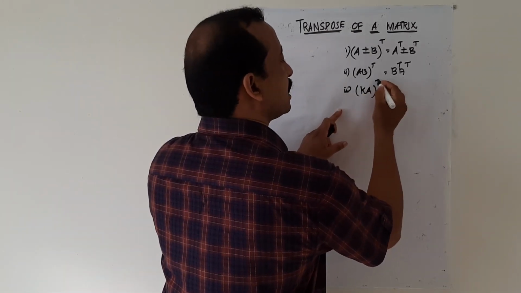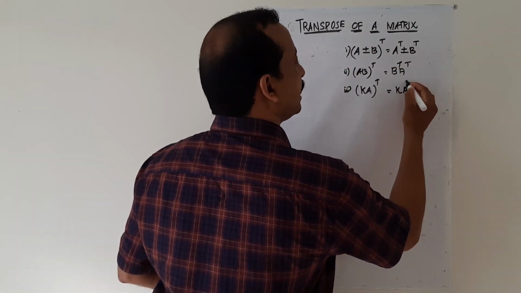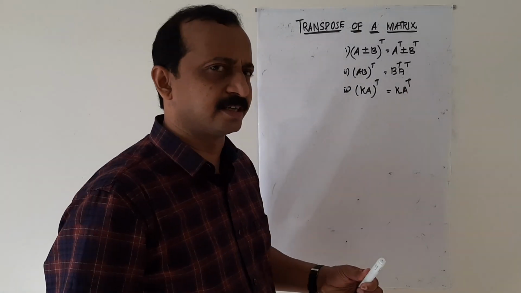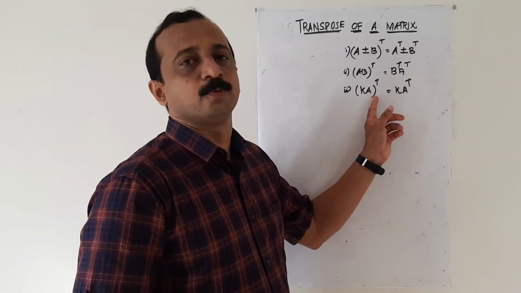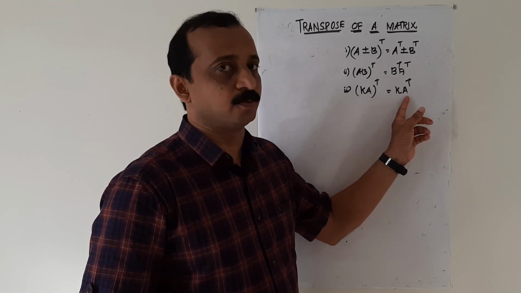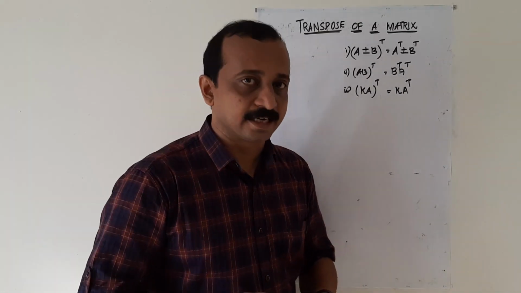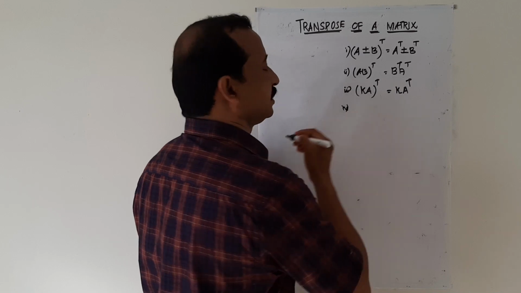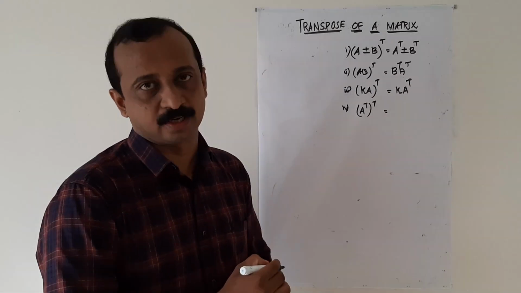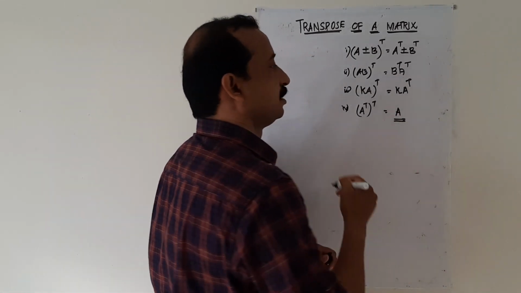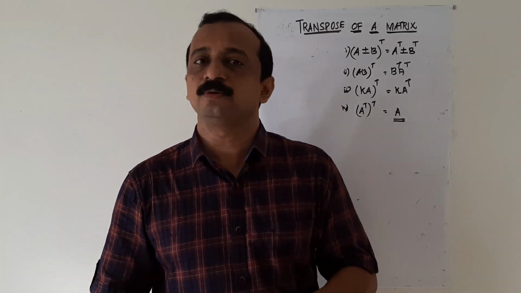Then the third property is that (K into A) the whole transpose is equal to K into A transpose. Here K represents any scalar value, any constant value. The constant multiplies the matrix, and the transpose is the constant multiplied by the matrix transpose. That means (KA) transpose is equal to K into A transpose. It's a very simple property. And our last property says that (A transpose) the whole transpose is equal to A. Taking the transpose of a transpose, we get the same matrix again.